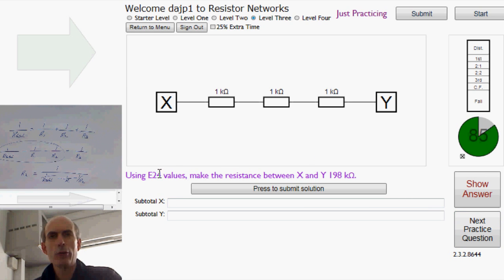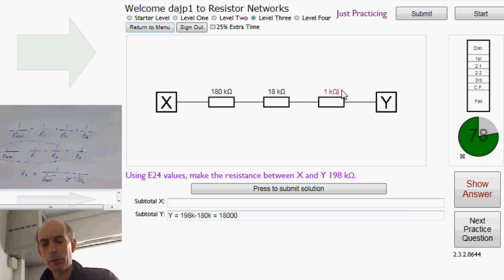Okay, E24 values, total resistance 198k. What's the biggest we can get there? Well, there is an E24 value which is 18, so 180k would be an E24 value. If I take 198k and subtract 180k, that leaves me with 18k, which is another E24 value. So I could do this just with 180k and 18k here.